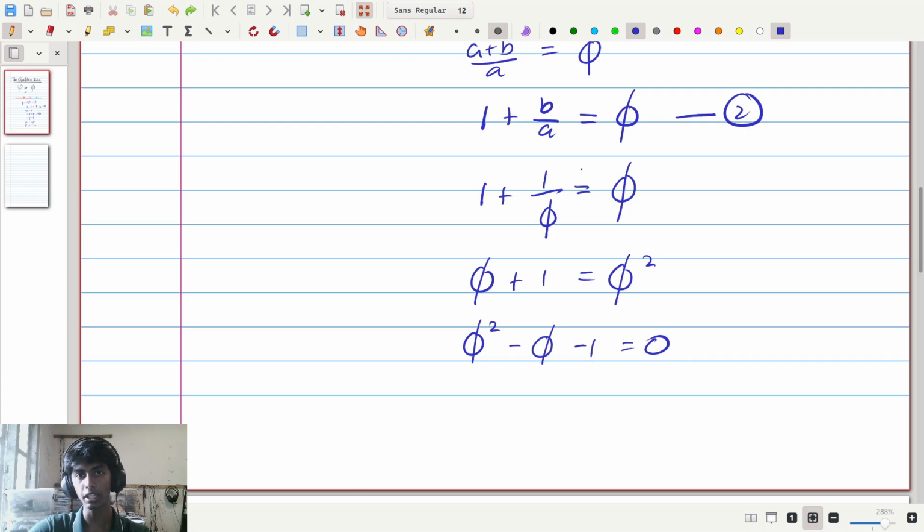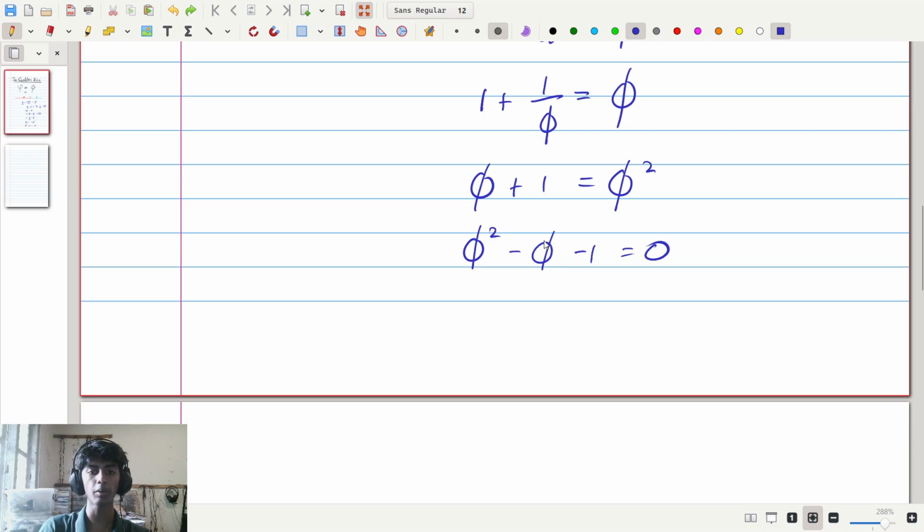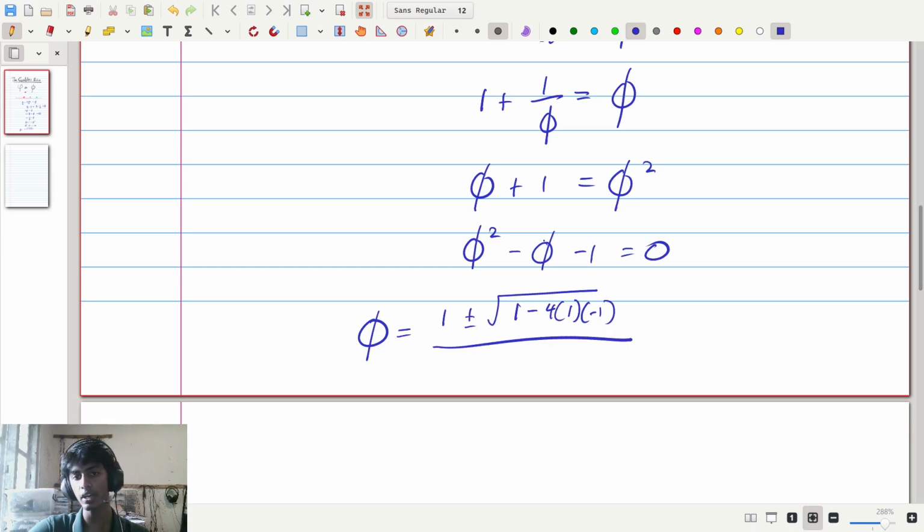We know how to solve quadratic equations. If you don't know, check this video right here. So over here we can directly substitute the values A, B and C and find what the value of the golden ratio is. According to this, the golden ratio is going to be equal to negative B, which is negative 1, so positive 1, plus or minus the square root of B squared, which is negative 1 squared, which is 1, minus 4AC, minus 4 times A, which in this case is 1, and C is also negative 1, so times negative 1, all divided by 2A. A is 1, so 2A is also going to be 2.